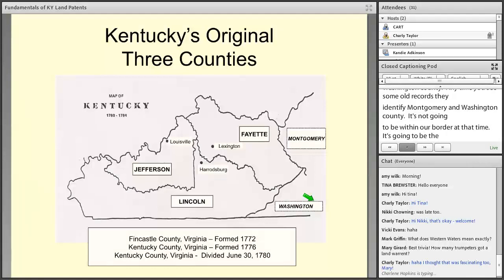In 1780, Kentucky County was divided into what we call the Big Three. Jefferson County, county seat Louisville. Lincoln County, county seat Harrodsburg, not Stanford at that time. Fayette County, county seat Lexington. All three of the original three counties converge at one point where the Benson Creek flows into the Kentucky River. Now, I'm not going to put Charlie on the spot on that one, so I'm going to tell you the answer. The place where they converge is downtown Frankfort.